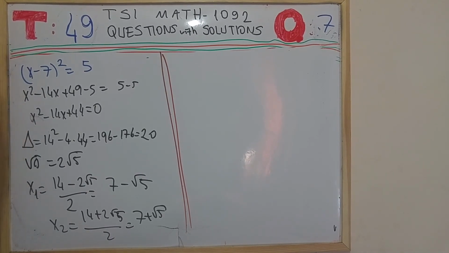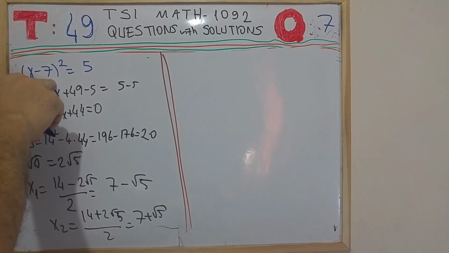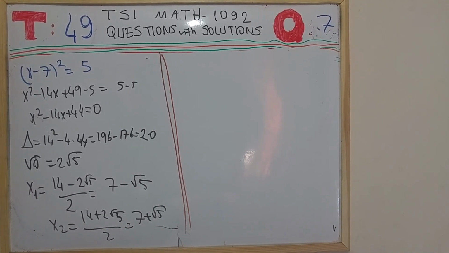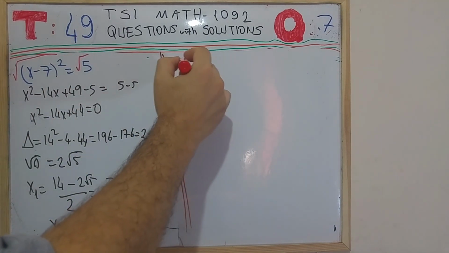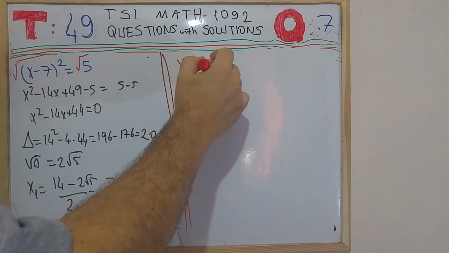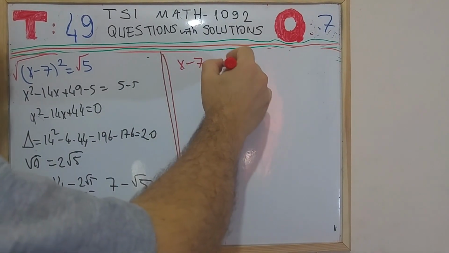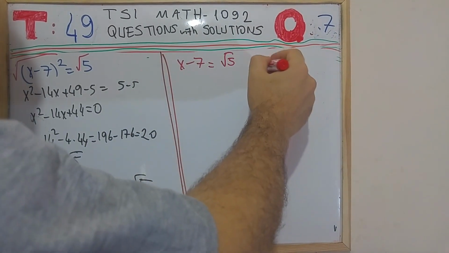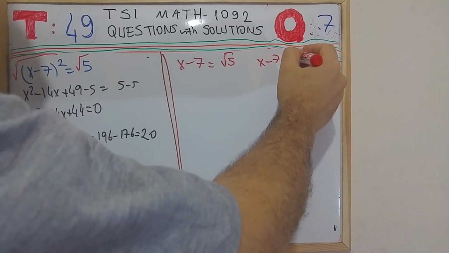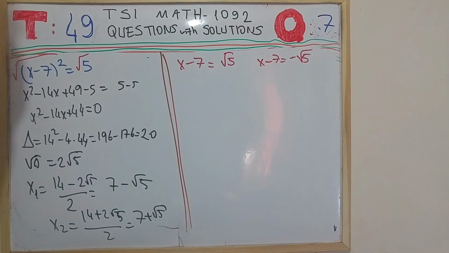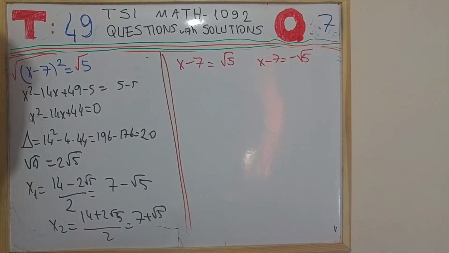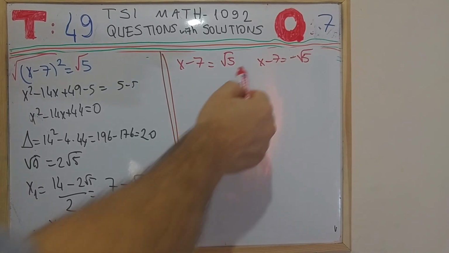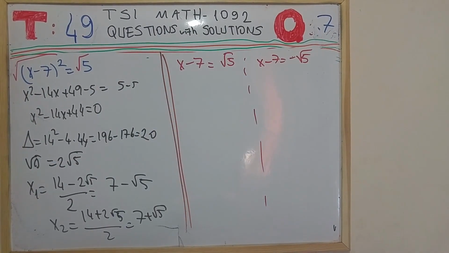Now, as we see, the question is (x minus 7) squared is equal to 5. When I take the square root of this function, what I have would be x minus 7 is equal to square root of 5, or x minus 7 could be equal to minus square root of 5, because the square of both numbers yields 5 too. Let's solve it in both ways then, because these two will give me two different x values.